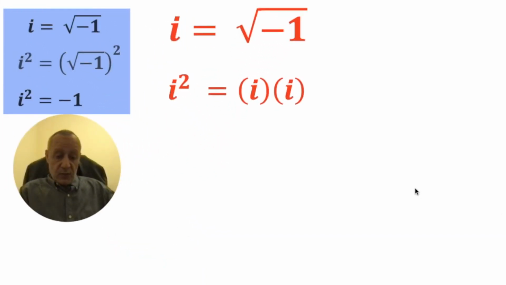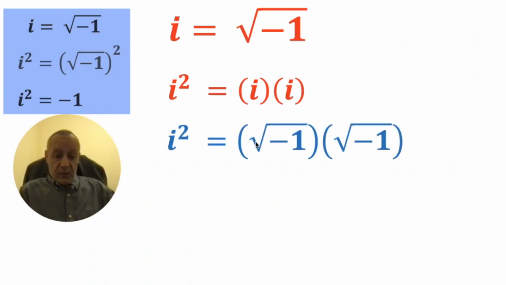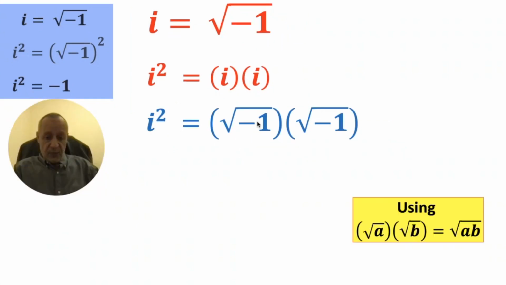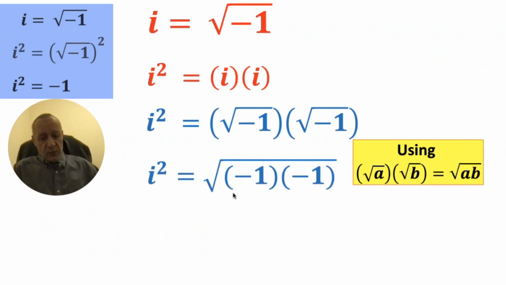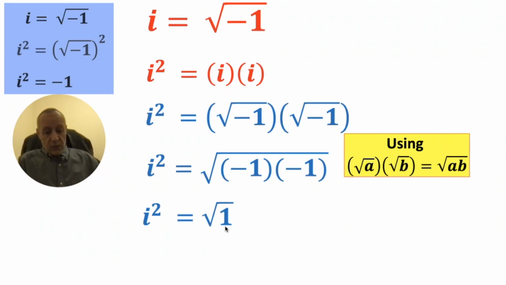i squared is equal to i times i. This is the definition of the square. This would be equal to just square root of -1 times square root of -1 as a substitution. Now I'm going to use the property that square root of a times square root of b equals square root of ab. This would give me square root of -1 times -1. And -1 times -1 is equal to 1. So I get square root of 1. And this would give i squared equals 1.